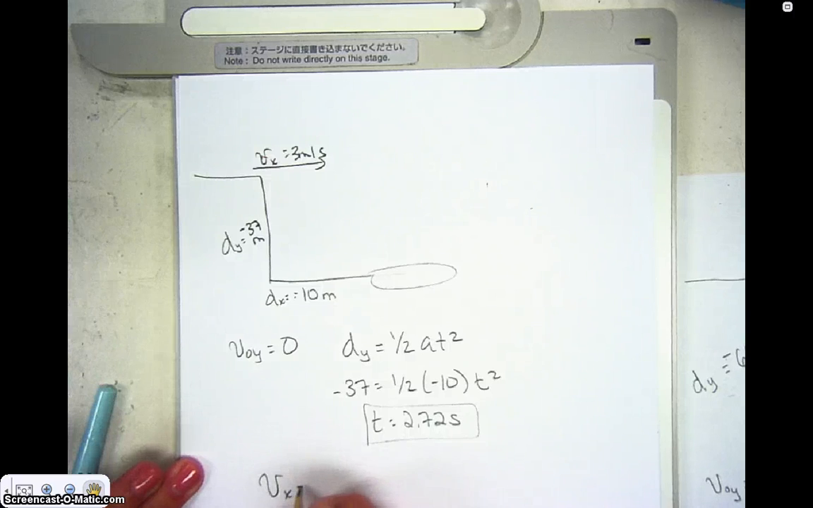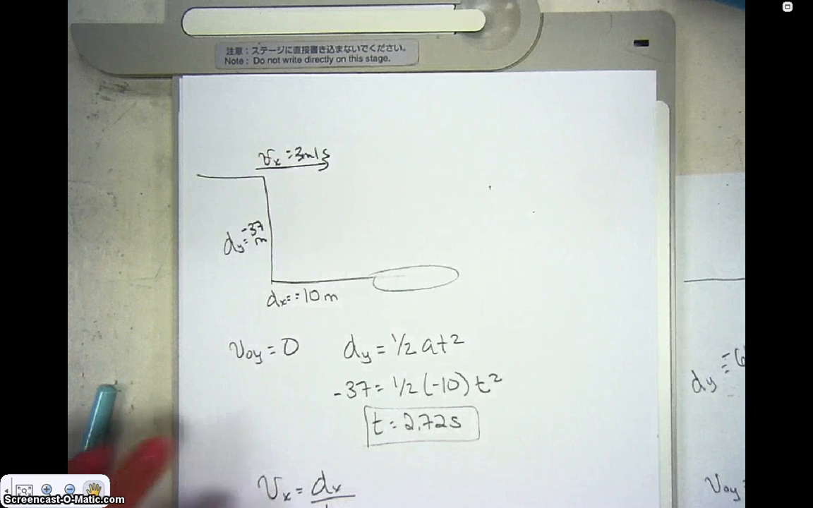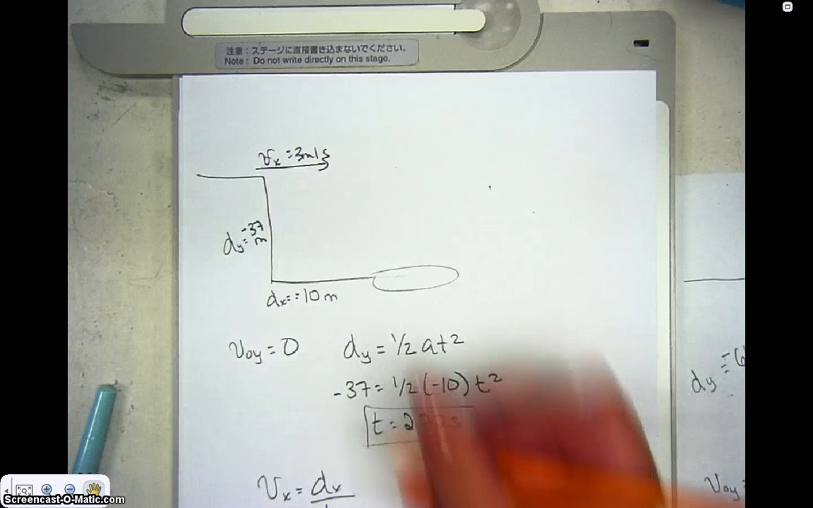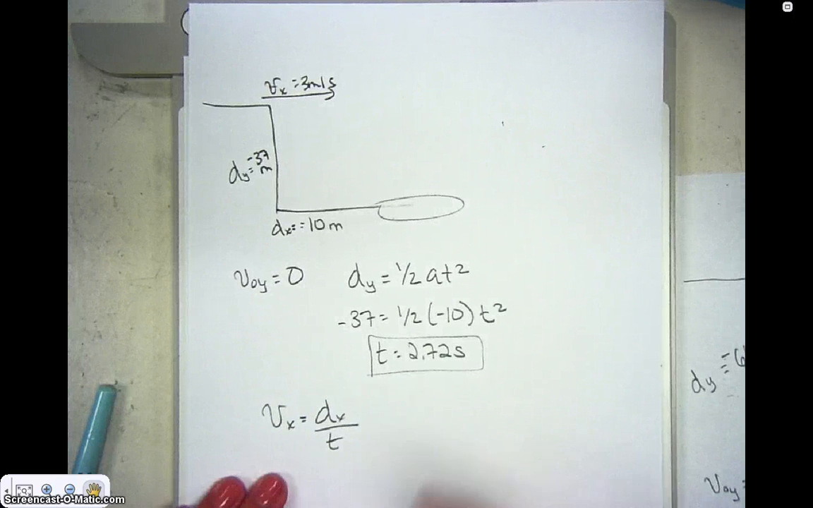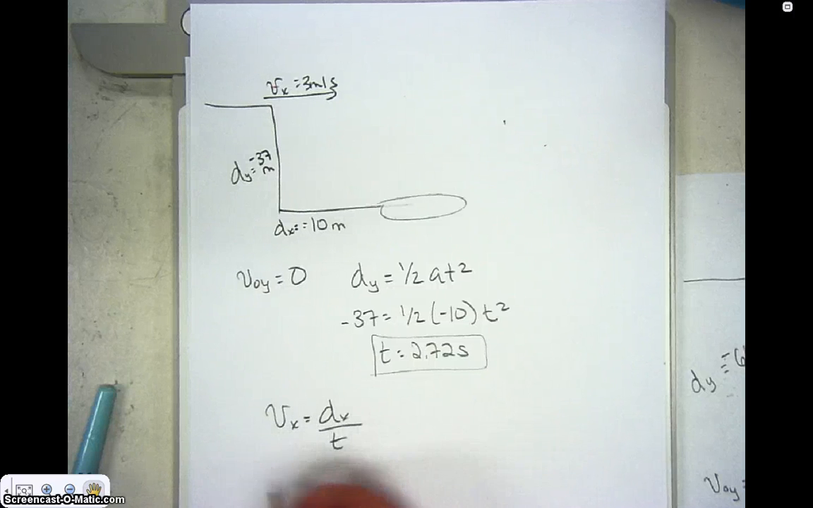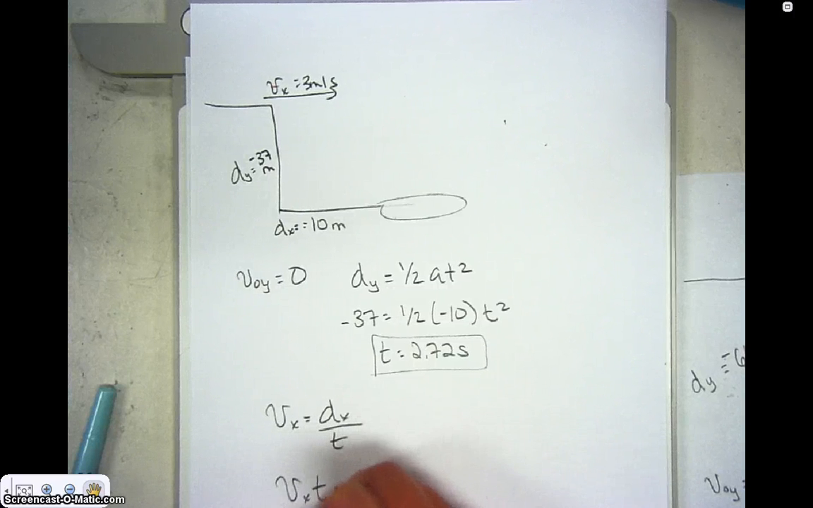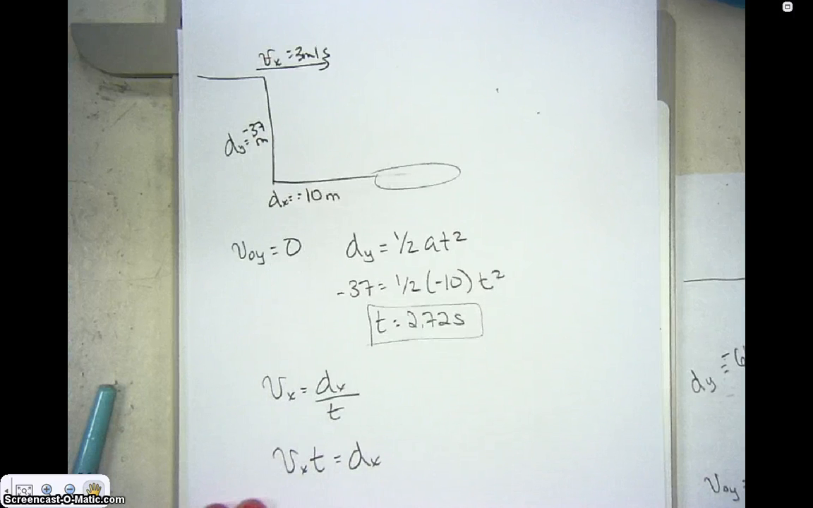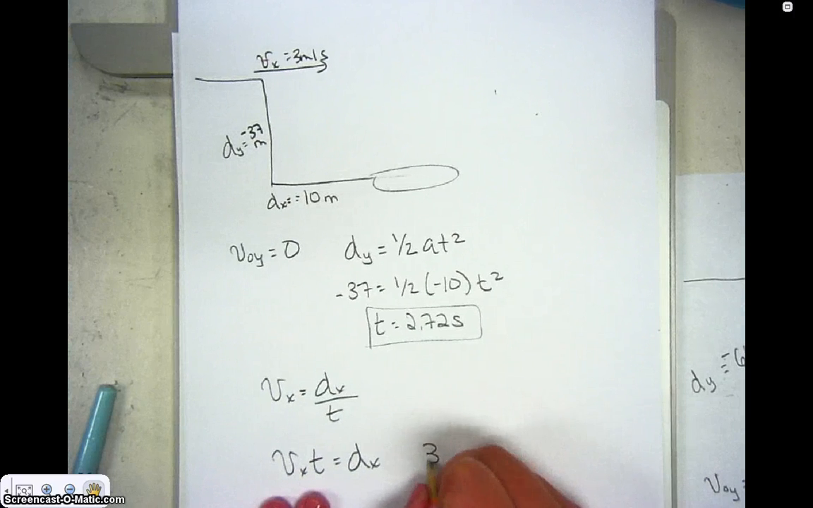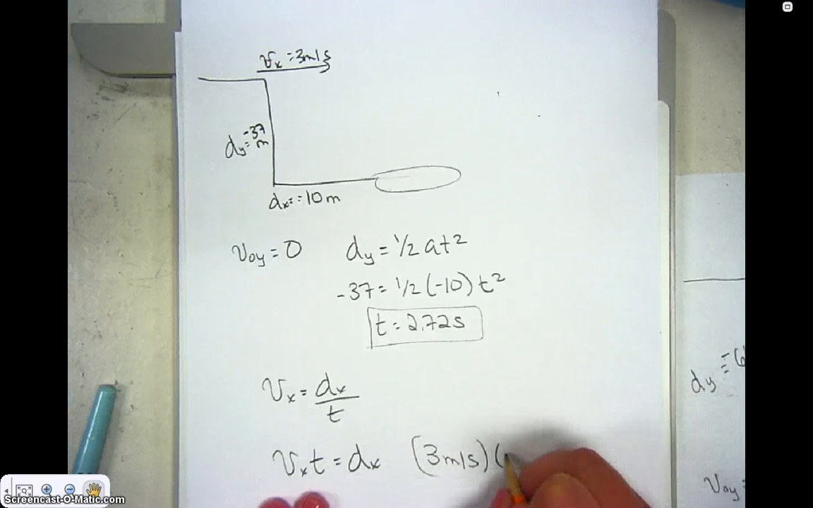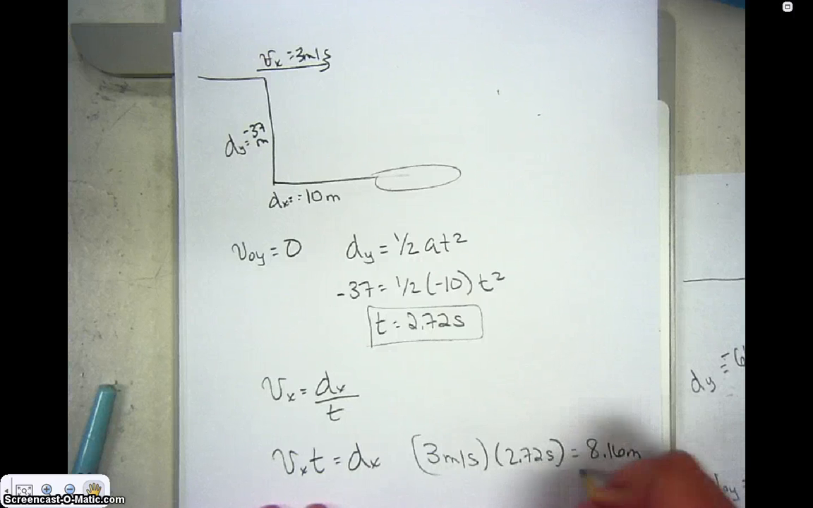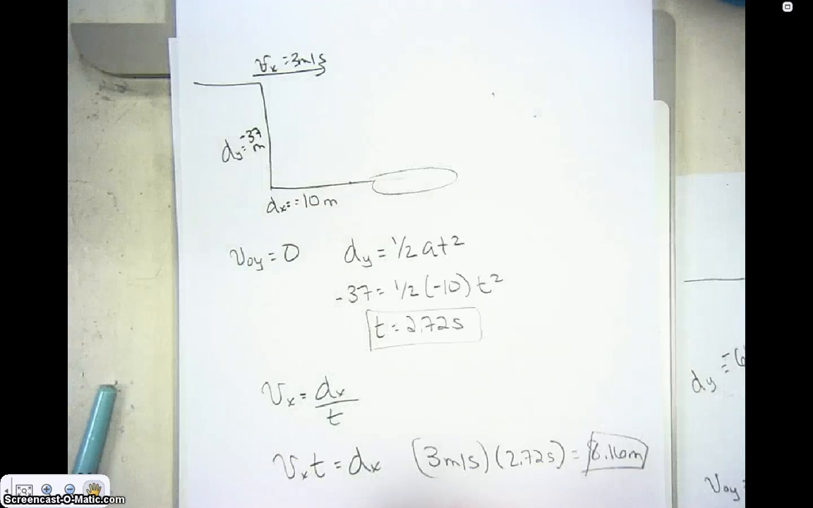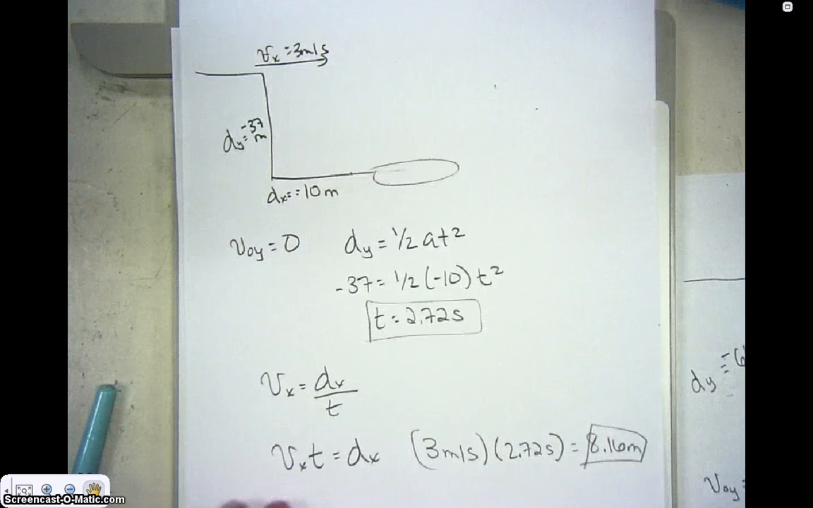Now, this is also the time in the x direction, so I have Vx equals dx over t. This time, I'm trying to figure out if he can go 10 meters. Hopefully he can make it 10 meters, otherwise we have killed Danger Dan. So let's take our velocity Vx, multiply by t, and that will give us how far he actually jumps. Plug and chug: 3 meters per second times 2.72 seconds gives us 8.16 meters. So Danger Dan is going to splat right there before the pool.